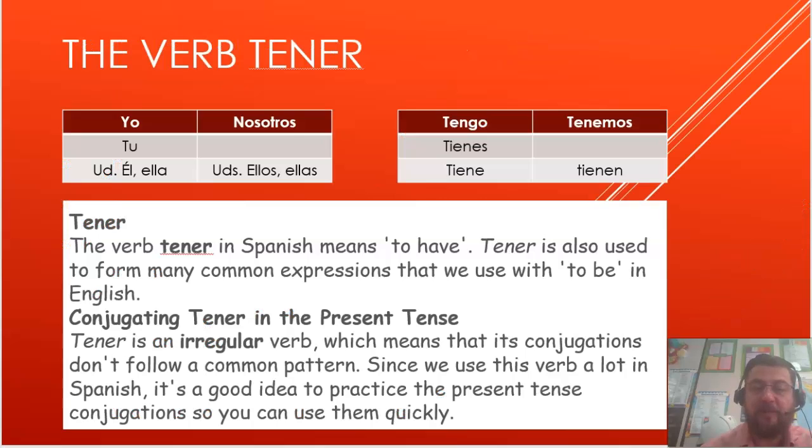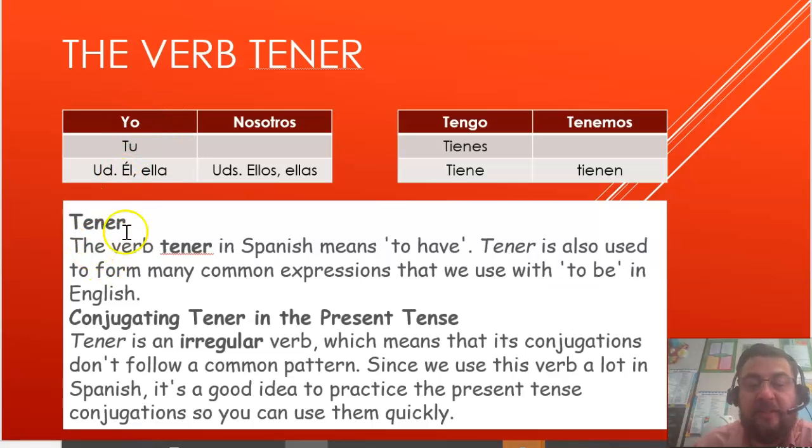So today, we are going to talk about the verb tener. Okay, the verb tener is a very important verb because that is to have. Very, very important verb, right? Because we often have to say things like I have X, whatever it may be, right? All right. So, let's look at this. Tener. The verb tener in Spanish means to have. Tener is also used to form many common expressions that we use with to be in English.